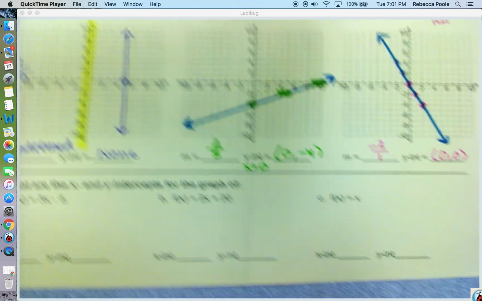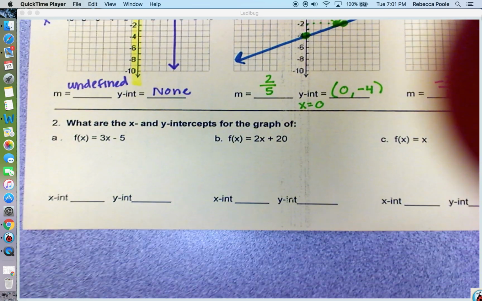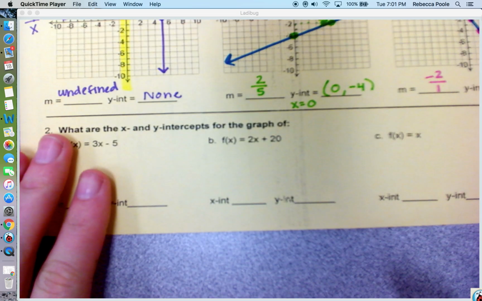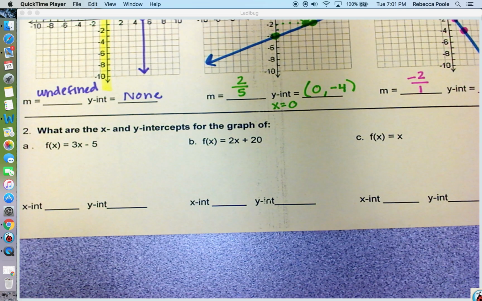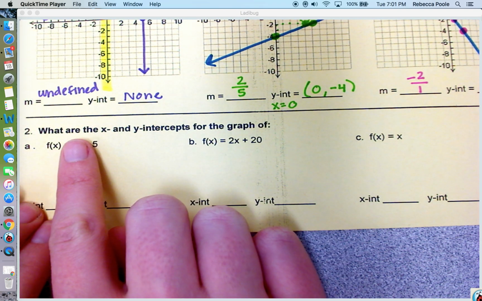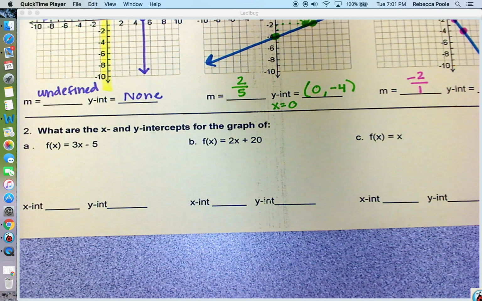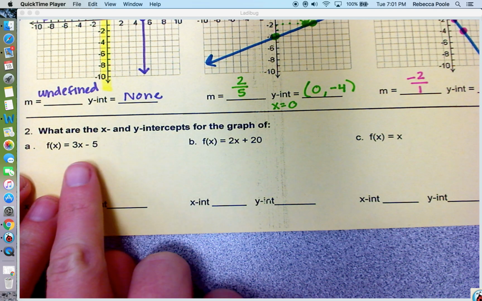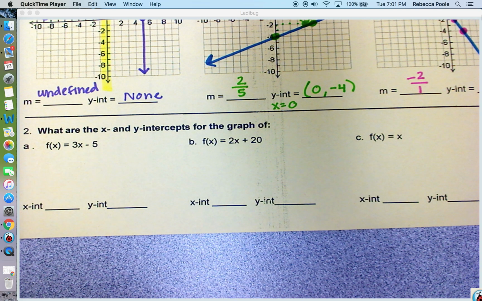So now we need to look at number 2. Then we'll move on to the next part of the video. So number 2 does not ask you to graph. I just asked you for the x and y intercepts. So take a look at all 3 of these equations. What form are these equations in? This should be pretty easy, pretty simplistic.